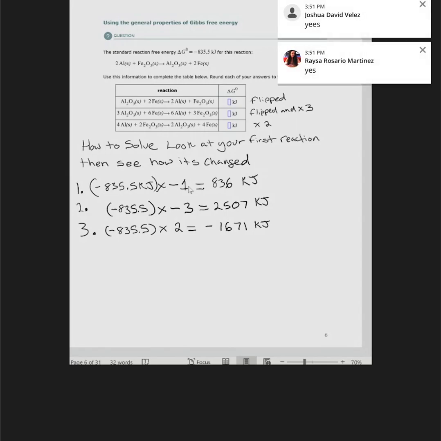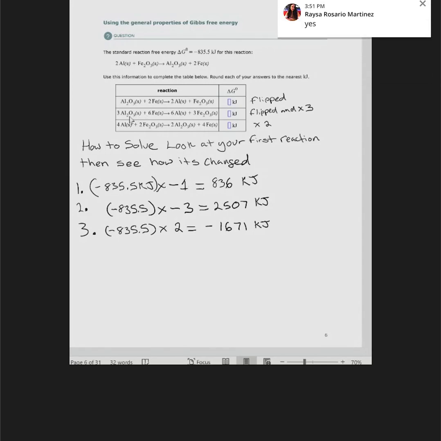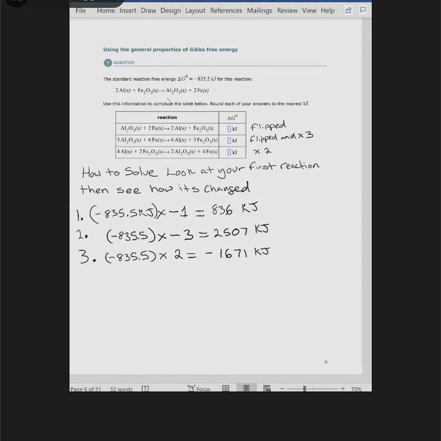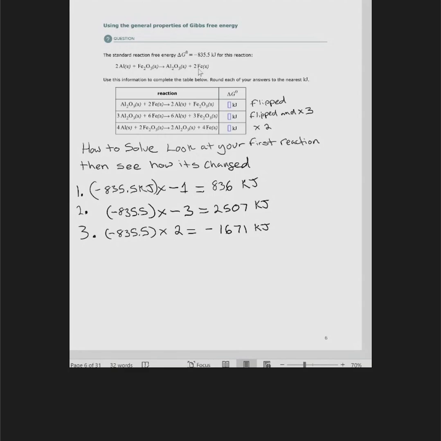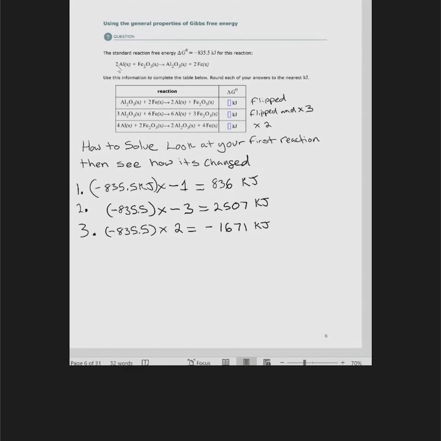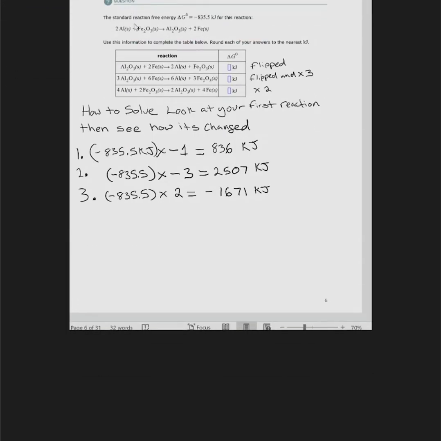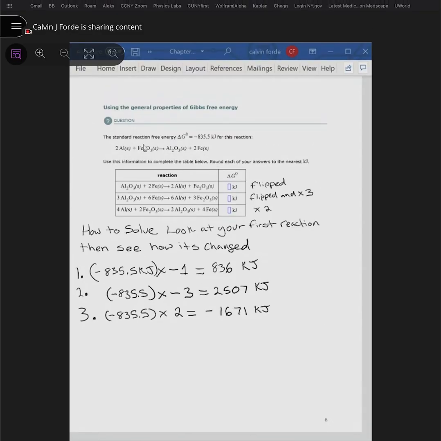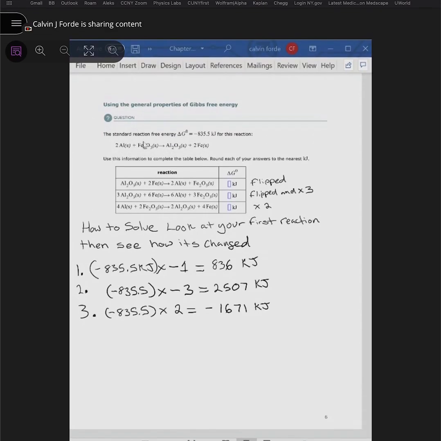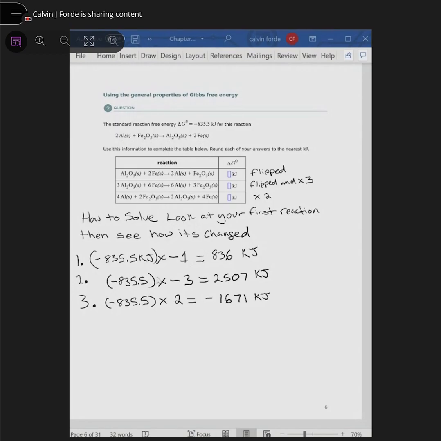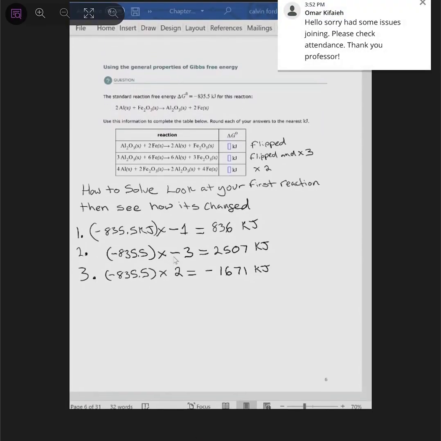Okay. Next part, saying, okay, what's happening here? Well, I see it's still flipped, but there's another change to it. The other change is it's multiplied by 3. Right? That's how we get 3 in front of this aluminum, 6 in front of this iron, 6 in front of this aluminum, and 3 in front of this. So since I have that, basically I can change the sign and multiply by 3, or I can just times it by -3.